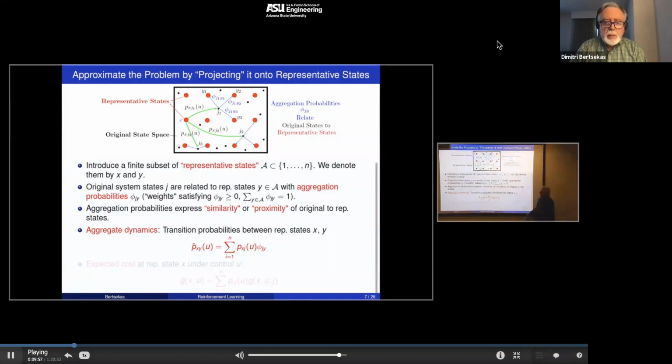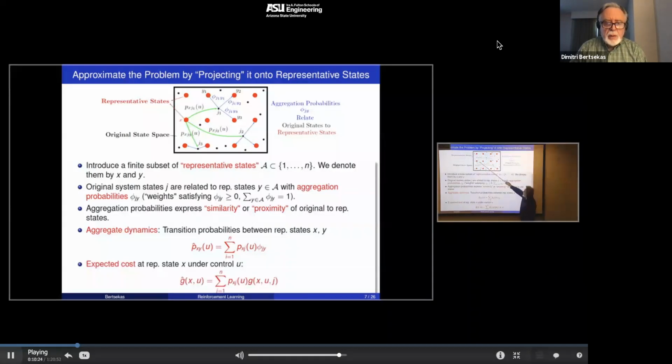Okay, let me repeat here. The red states are just representative states. The green arrows are the transition probabilities of the original system. And then we complete the transition to another representative state by using these aggregation probabilities. So this defines for me transition probabilities between representative states.